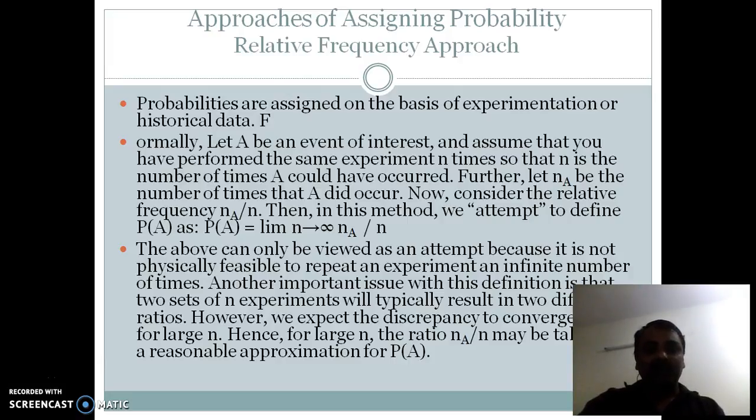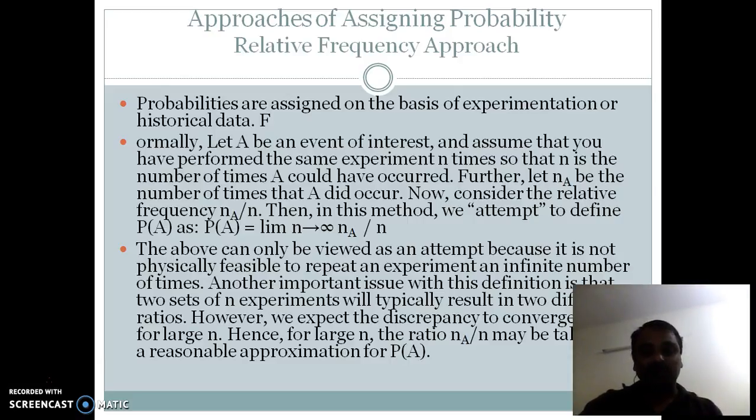The above can only be viewed as an attempt because it is physically not feasible to repeat an experiment an infinite number of times, as the equation limit n tends to infinity of n_A by n says.